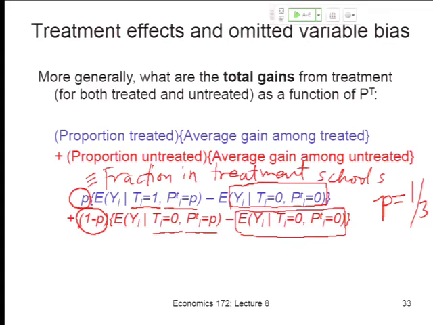I've jumped like a step or two in doing this, the most important being that we're just assuming that if you're in an area with certain exposure to treatment, this fraction p are treatment schools, then the effect on average of the cross-school externalities is driven by that average proportion p. Let me just pause for a second.